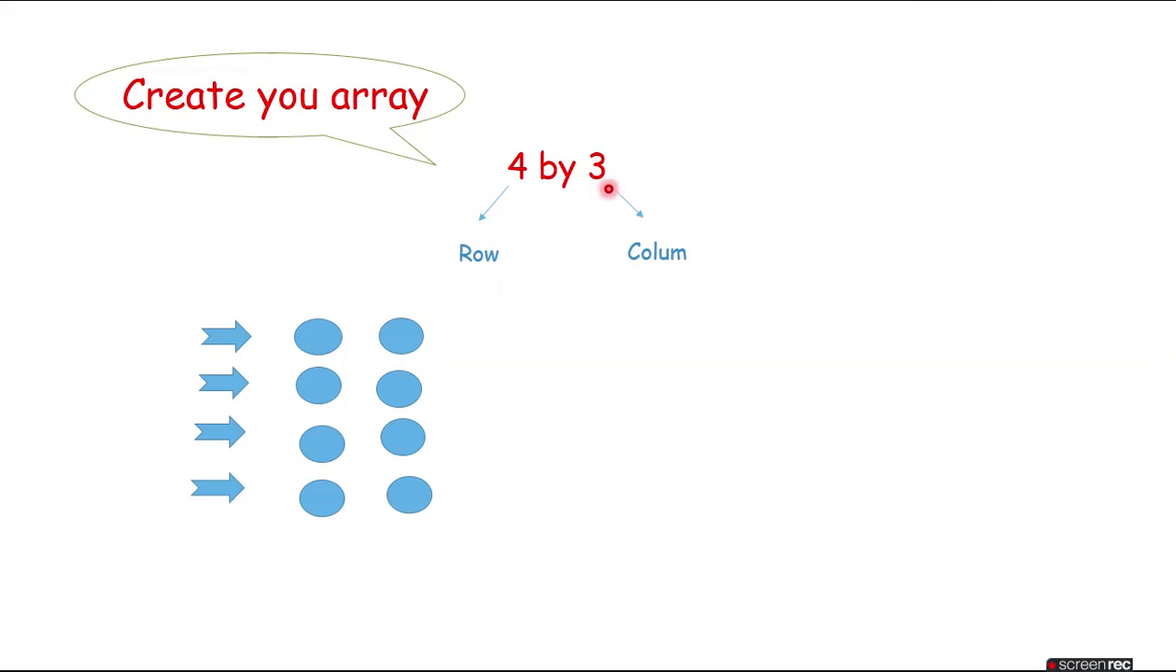طيب, I have 3 columns. Let's draw the third column. 1, 2, 3, 4. This is an array and no gaps here. How many rows? 1, 2, 3, 4. How many columns? 1, 2, 3. يبقى the name of this array is 4 by 3.